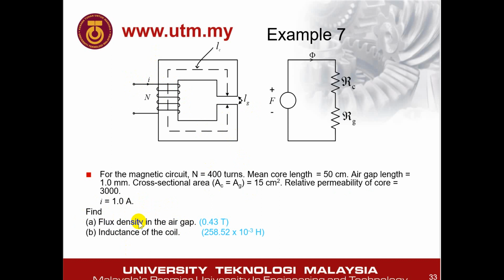Flux density is B. So B can be different for this one and this one, because of different areas, different B. So now we move on to the solution.